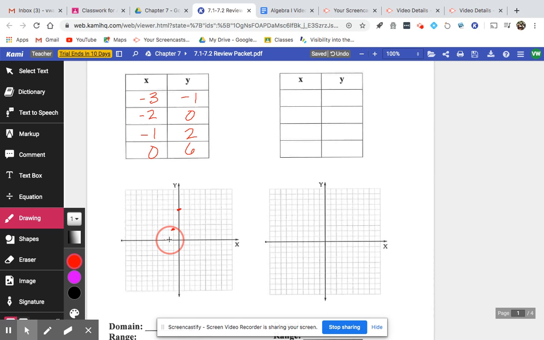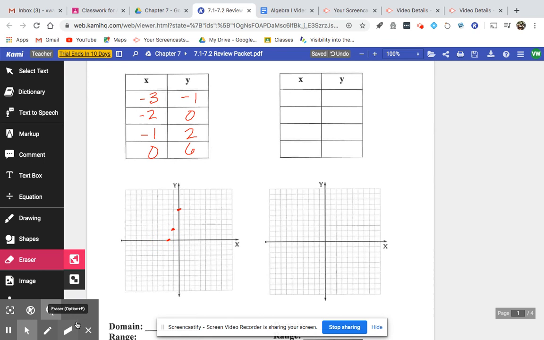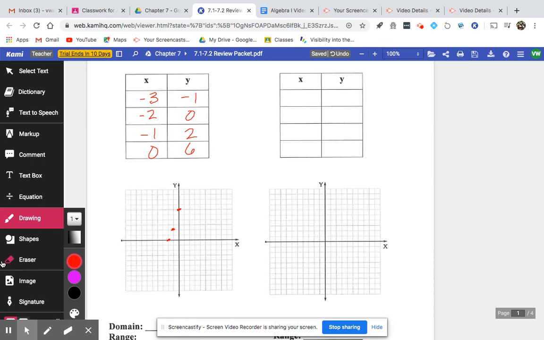Whoops, too far. There we go. Let's see if I can erase that little dot there. Perfect. Oh man, technology. And we got -3, -1. 1, 2, 3, -1, right about there. Okay.